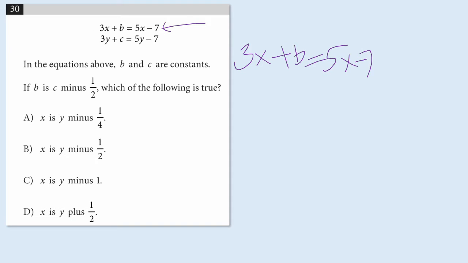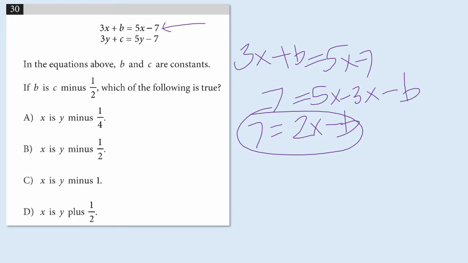So you may know that you can move terms to the opposite side of an equal sign by changing the signs. So I'll end up with 7 equals 5x minus 3x minus b. And then if I combine the like terms, I have 7 equals 2x minus b.